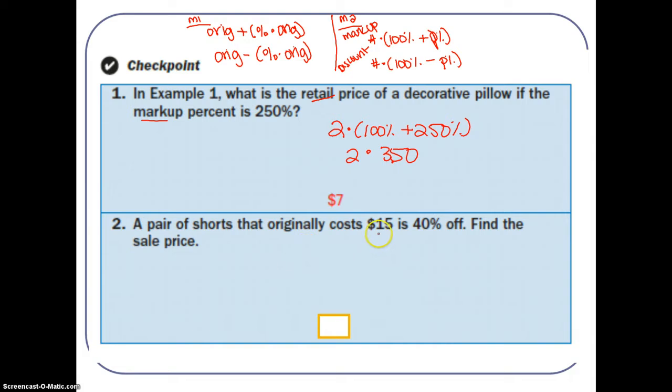A pair of shorts costs $15 and is 40% off. Find the sale price. This is a discount, so the sale price is the original minus the discount. Again, I'm using method 2. You can use the other method if you want. They both work.